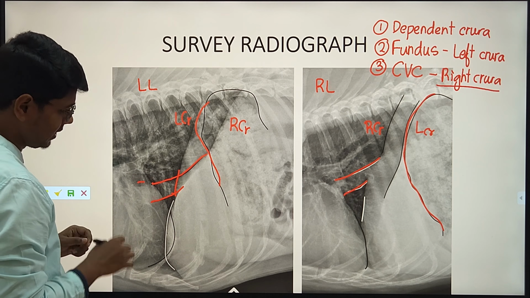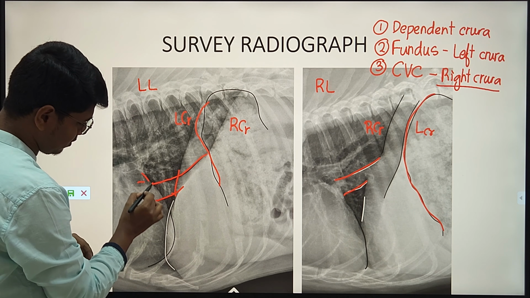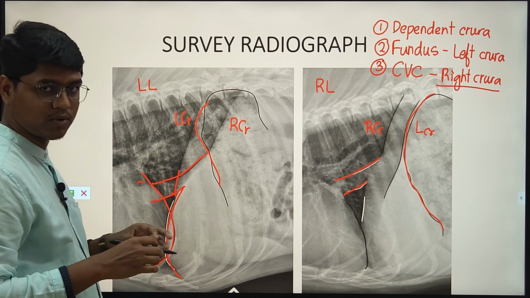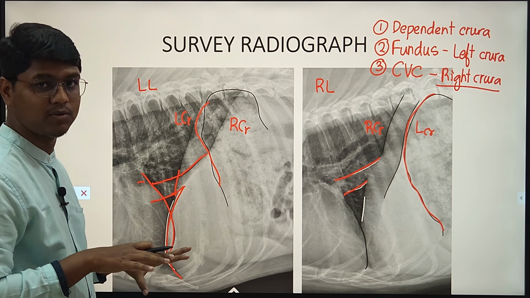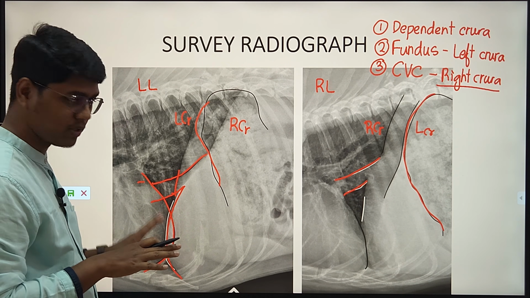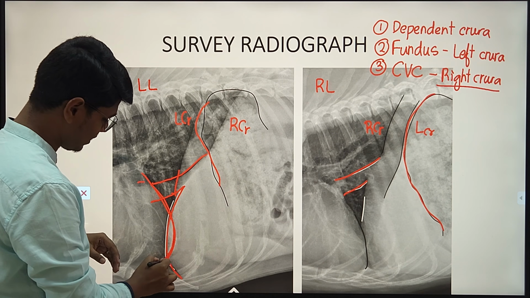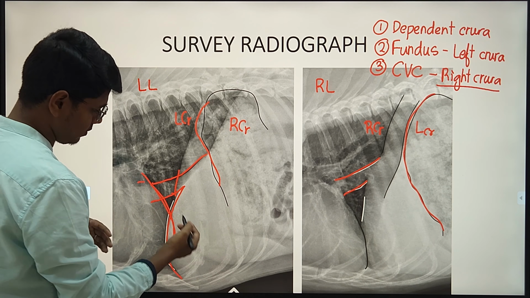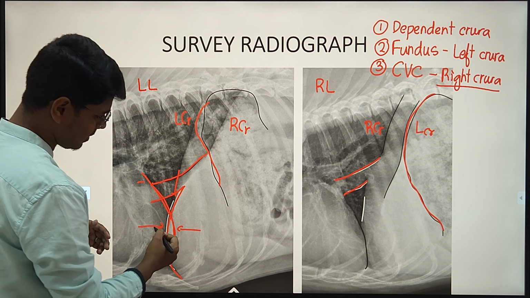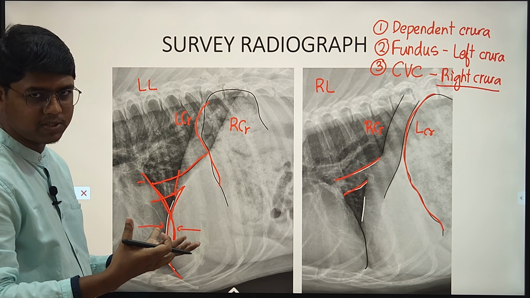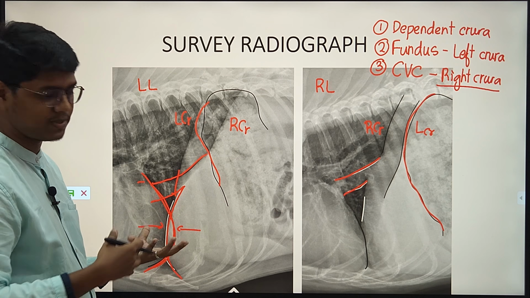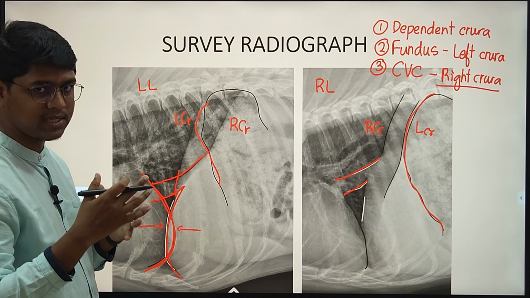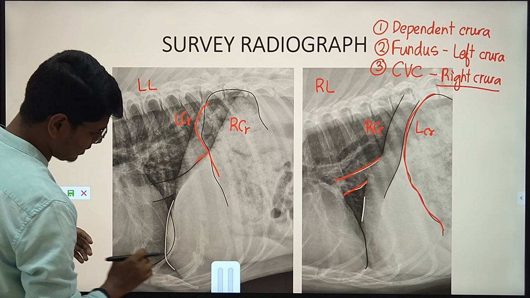Another thing you should remember: the border of the heart and the diaphragm will be clearly visible. When there is a diaphragmatic hernia, this visibility will be lost. So we have to remember the caudal margin of the heart and the thoracic margin. The diaphragm has an abdominal margin and a thoracic margin. The abdominal margin is not very clearly visible because of the liver's soft tissue opacity, but the thoracic margin is very clearly visible because of the air-filled lungs, which provide the contrast. So these things will be very clearly visible.